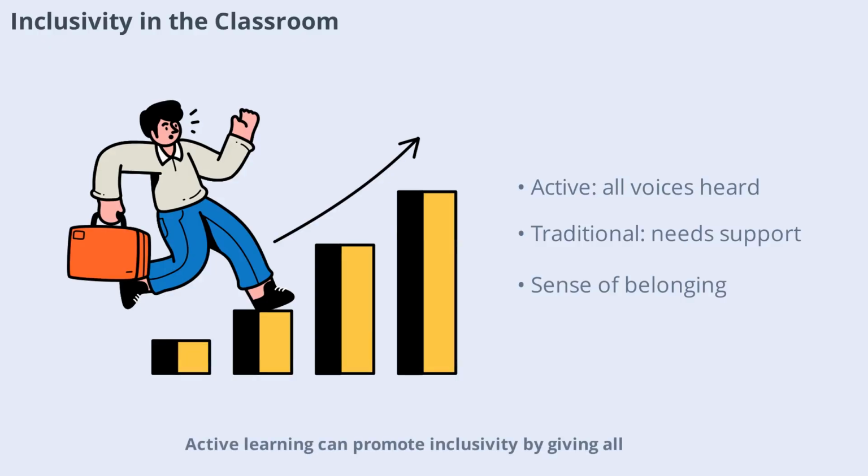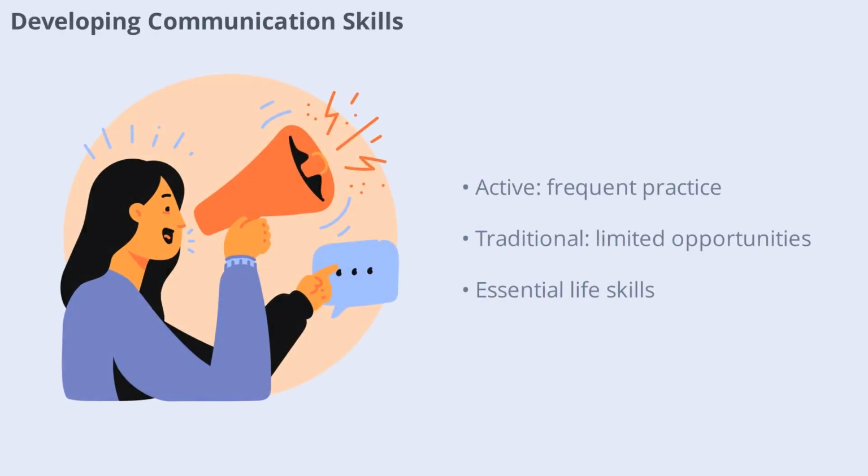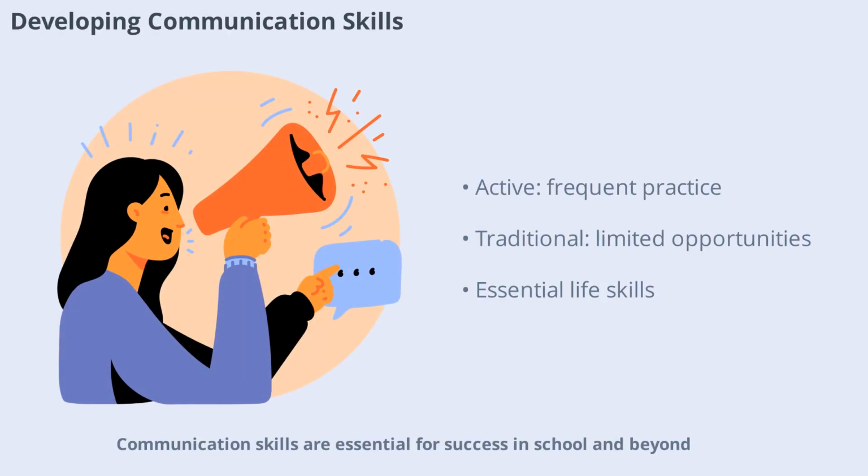Active learning can promote inclusivity by giving all students a voice and encouraging participation from diverse backgrounds. Group activities and discussions help break down barriers and build a sense of belonging. Traditional learning can also be inclusive, but it may require extra effort to ensure that all students are engaged and supported. Communication skills are essential for success in school and beyond.